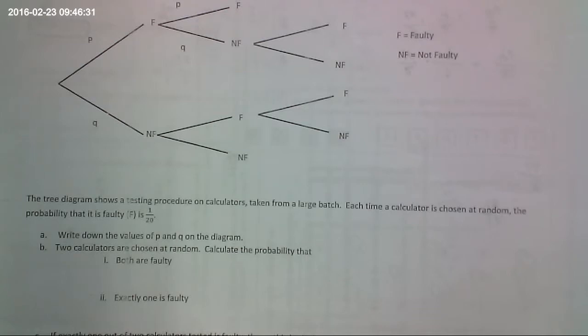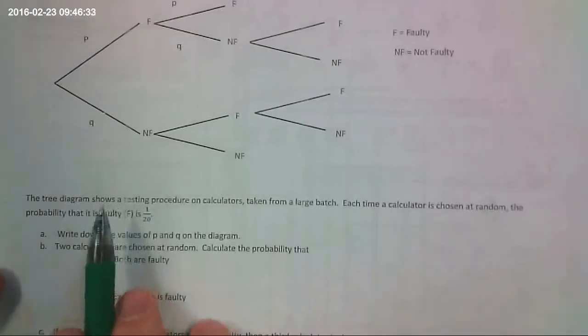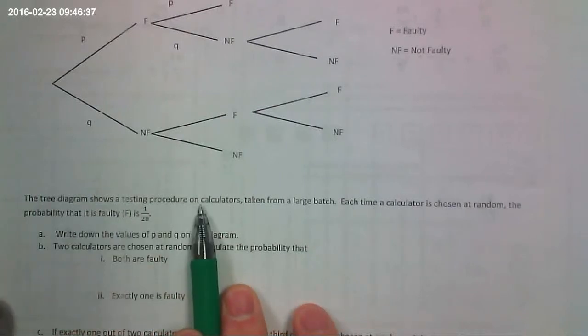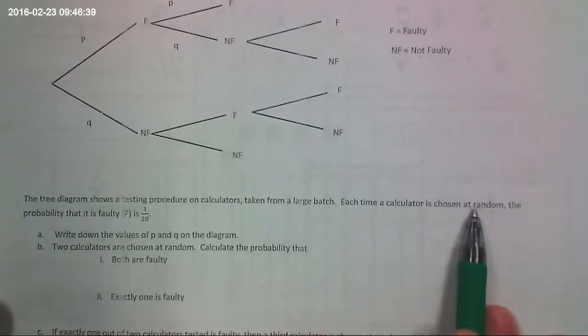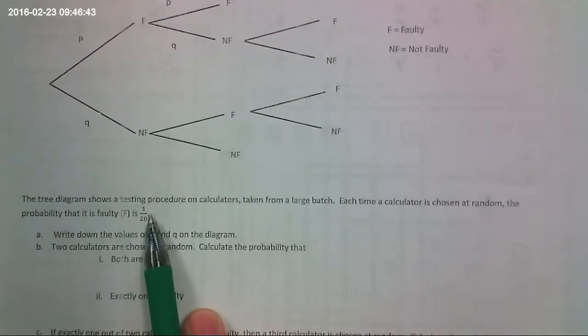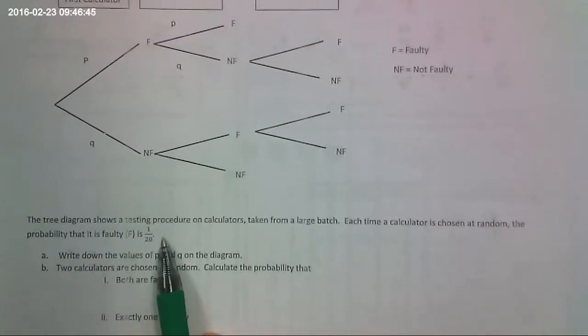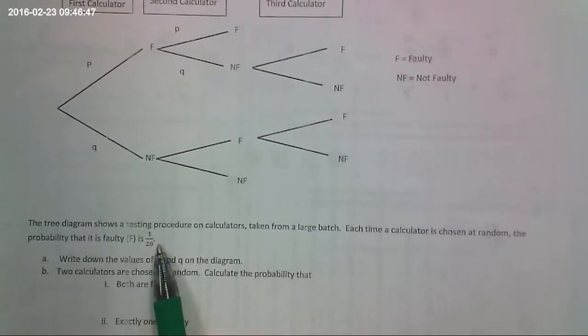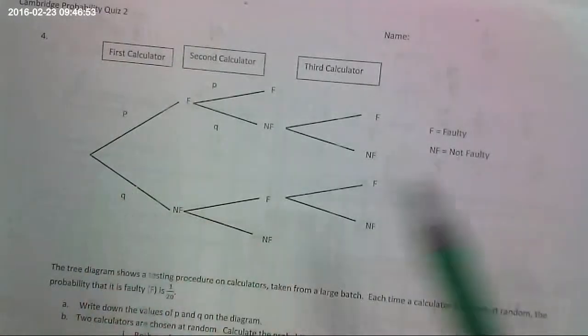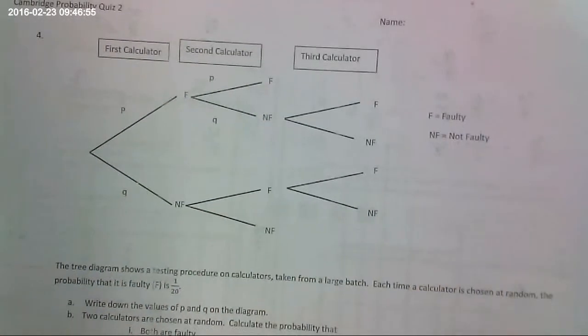All right. So, let's see here. Here's the tree diagram. It shows a testing procedure on calculators taken from a large batch. Each calculator is chosen at random. The probability that it's faulty is 1 out of 20. I think I would find a new manufacturer if 1 out of every 20 is bad. That's crappy. Okay? Write down the values of P and Q on the diagram. So here's P, there's Q, there's P, there's Q.